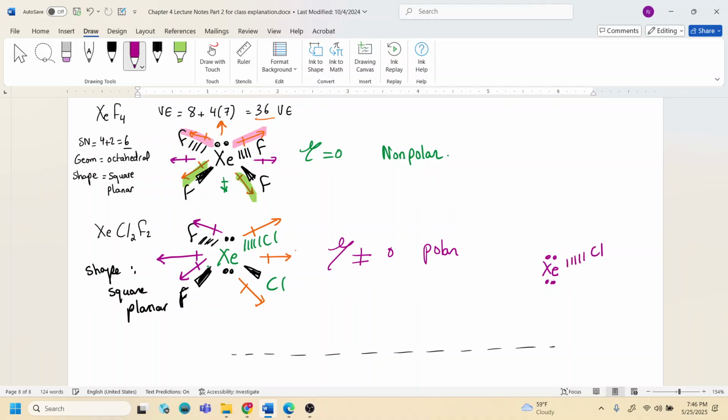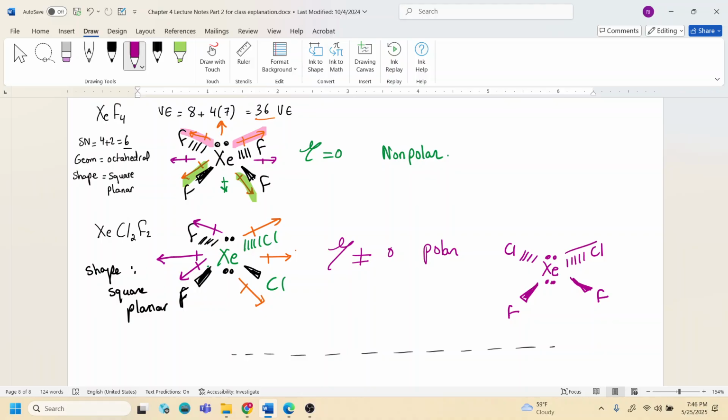Okay, now let's say I go ahead and draw the xenon like that, and I draw one to be chlorine, the other one to be fluorine here, and one to be chlorine over here, and the other one to be fluorine over there. So I mix the chlorine and the fluorine. This is another possible way of drawing this structure.